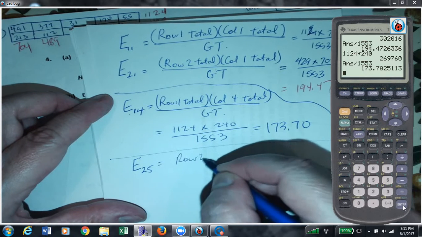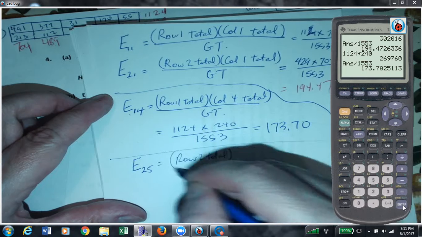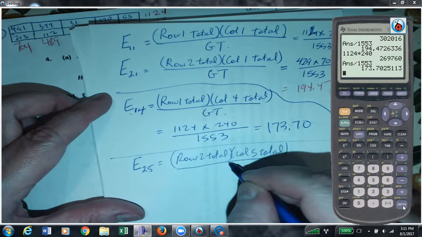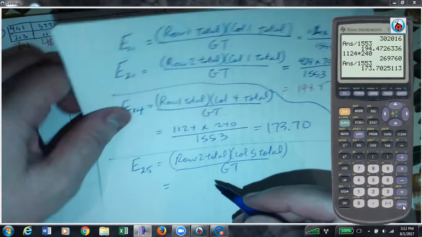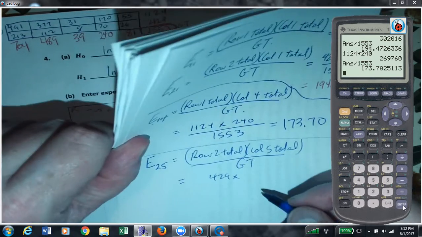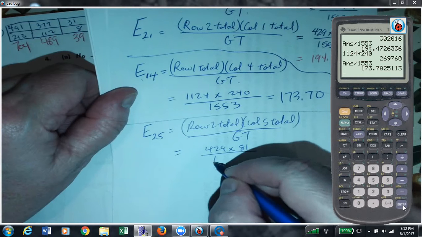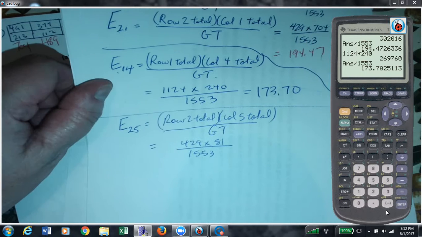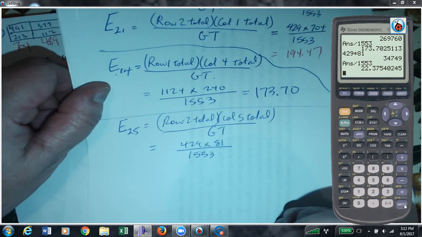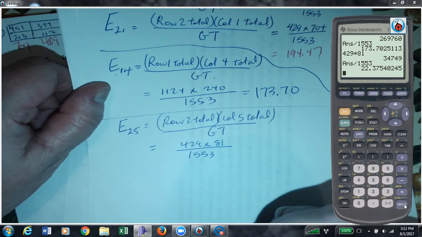That would be the row 2 total times the column 5 total, all divided by the grand total. So the row 2 total is 429 times the column 5 total, 81, divided by the grand total, 1553. To 2 decimal places, that's 22.38.